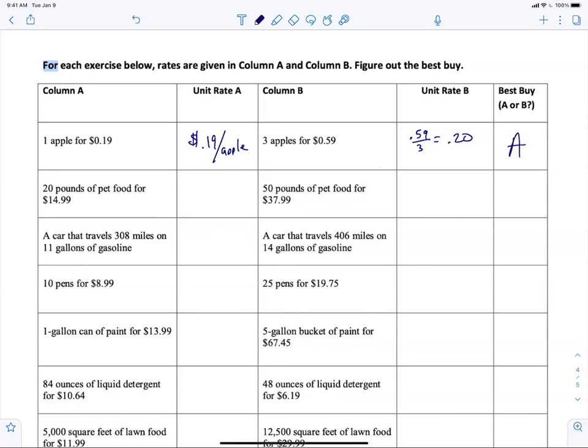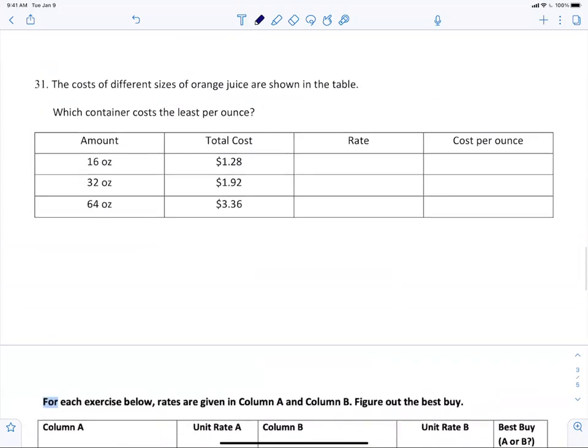Nora, tell me. On 31, it says rate and then it says cost per ounce. What's in between? I'm not sure what you're asking. Yes, the rate here is just $1.28 per 16 ounces. And then cost per ounce is just that divided out.